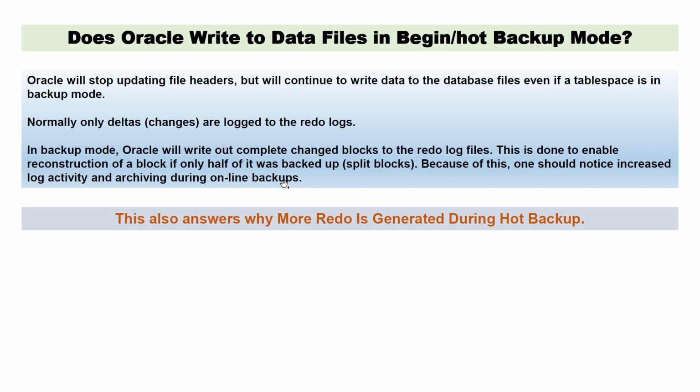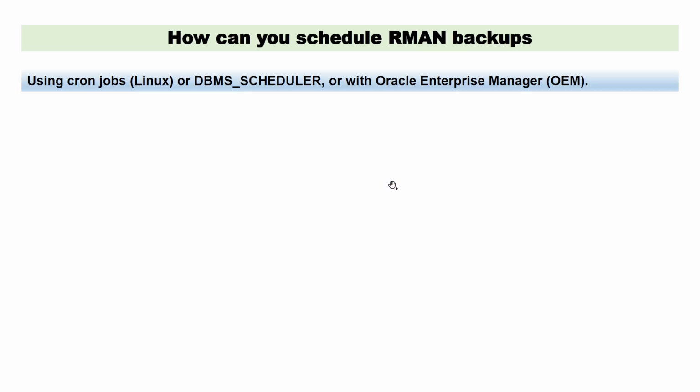So if you are taking user managed hot backups, you will find that more redo is generated during hot backup. This answers the question: if somebody asks why more redo is generated during hot backup, it is because it will not only write the deltas, it will write full blocks into the redo log files. How can you schedule RMAN backups? Using cron jobs in Linux, using DBMS_SCHEDULER, or using Oracle Enterprise Manager. These are some of the tools where you can schedule your RMAN backups.